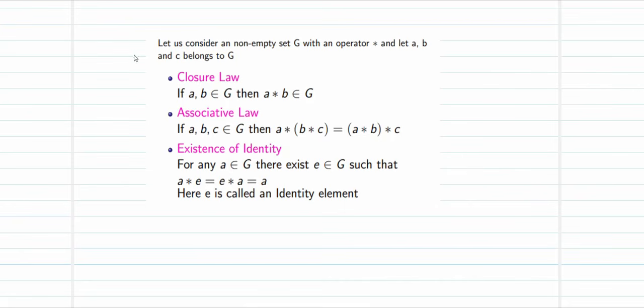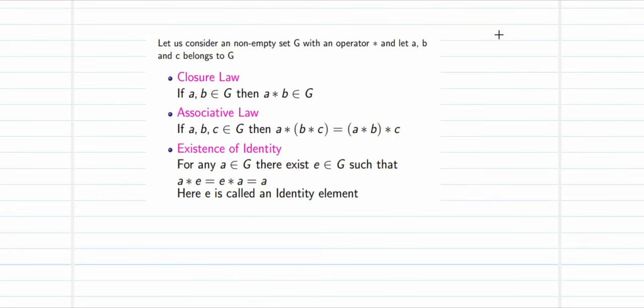Let us consider a non-empty set G with a binary operation called star, and let any A, B, C be elements that belong to this non-empty set. Then we say that the closure law holds true if for any elements A and B that belong to G, the result of the binary operation A star B again has to belong to G.